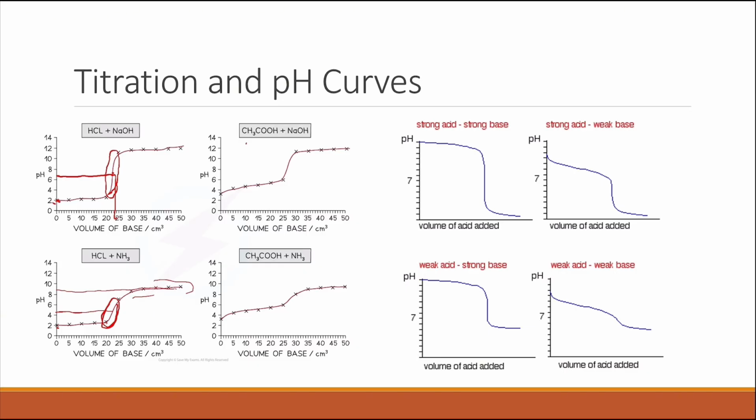And then if we use a weak acid with a strong base, it's going to be similar to the other one, but now we start at around 3 or 4, and the pH at the equivalence point here would be around 9. And finally, for the weak acid with a weak base, there wouldn't be this massive change, so they don't have this vertical line.